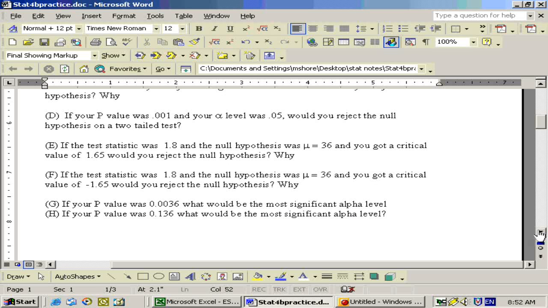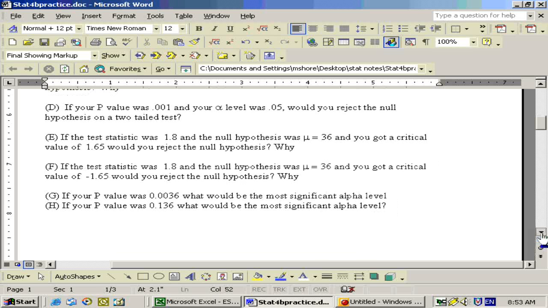If your p-value is 0.0036, what would be the most significant alpha level? It would be 0.01, because you couldn't go any lower than 0.01 and still reject the null hypothesis. On this one, there would be no significant alpha level that you could reject the null hypothesis. So that would be no significant alpha level on that one. So let's go ahead to problem 3.